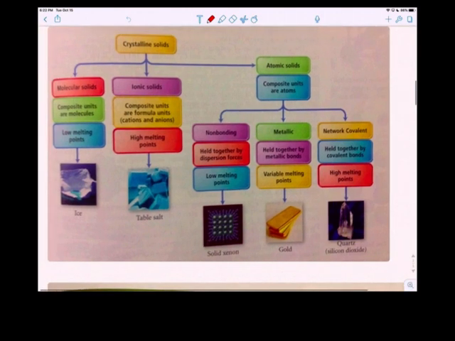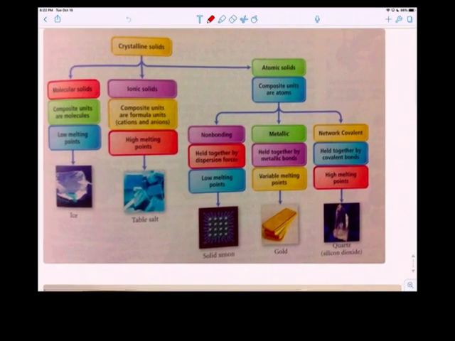So let's move on and talk about melting points. Melting point is a show of how strongly bound something is. Something that has a very low melting point means that there's not very much attraction, while a high melting point means that there's a huge amount of attraction.